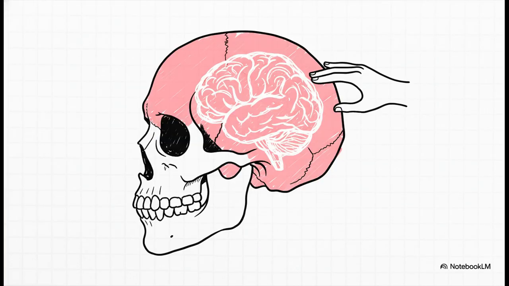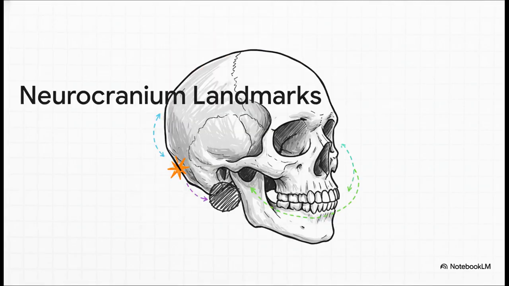Let's start at the back of the head with the neurocranium. That's just a fancy term for the bony case that houses your brain. As we go through these first few points, I really encourage you to gently feel for them on your own head. Go on, follow along. First, find the external occipital protuberance, or EOP. It's that really distinct bump at the very back of your skull.